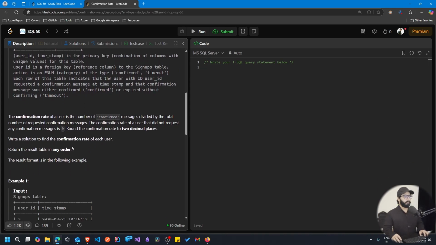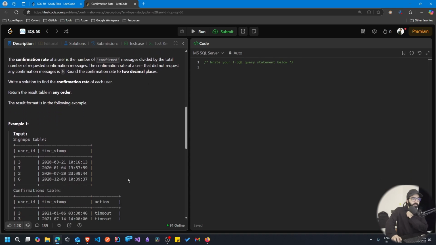Cool. The confirmation rate of a user is the number of confirmed messages divided by the total number of requested confirmation messages. The confirmation rate of a user who did not request any confirmation message is 0, and we round the confirmation rate to 2 decimal places. Okay, confirmation rate of each user.